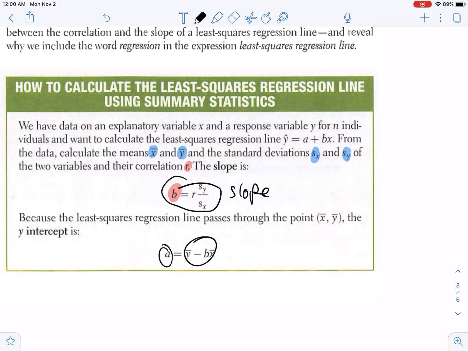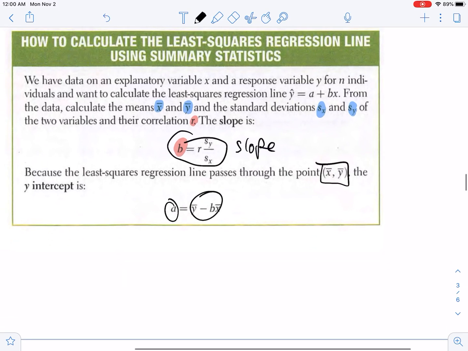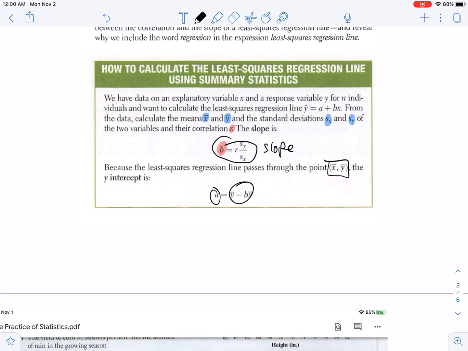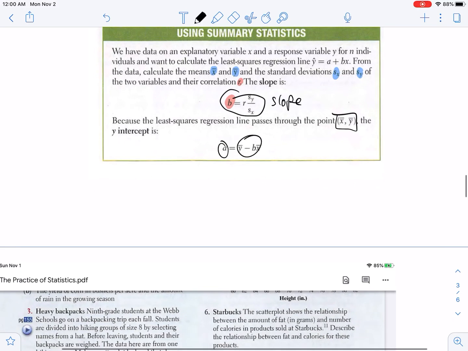But we note that our regression line, which is our least squares regression, which we're going to discuss in class, always goes through the point x bar comma y bar. So if I want to know the y-intercept of a line, and I know it goes through this point, I can calculate that y-intercept by doing a equals y bar minus b x bar.